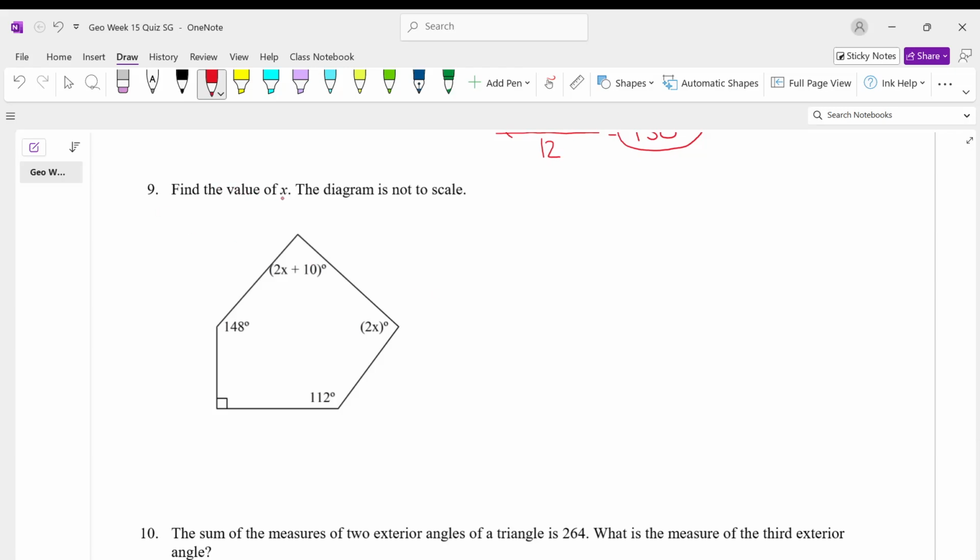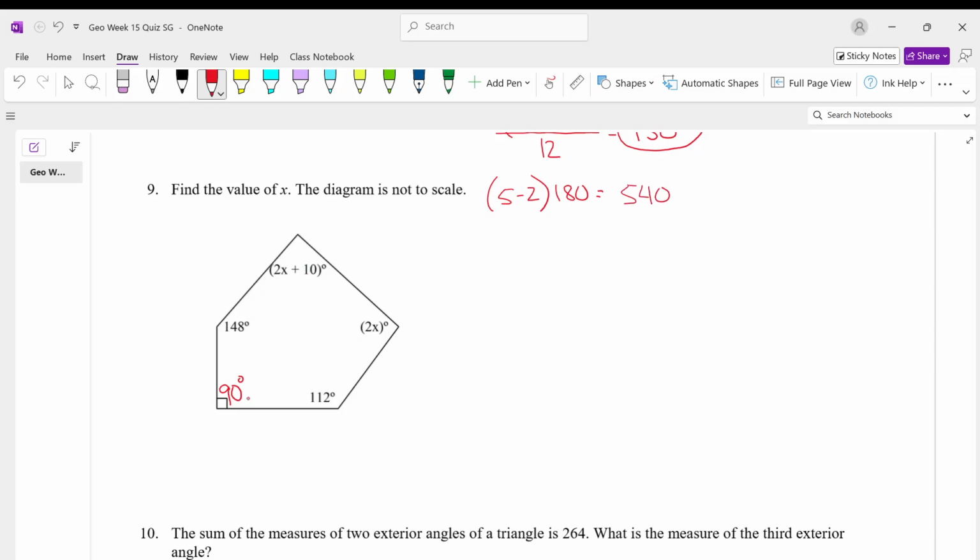Problem number 9, find the value of x. The diagram is not to scale. So we're going to add all these angles together, set it equal to the sum, and solve for x. All right? So this 90-degree symbol down here, don't forget, that's a 90-degree angle. We've got a 1, 2, 3, 4, 5-sided shape. So we need to find the sum of the angles for a 5-sided shape. So first we're going to do 5 minus 2 times 180. So 540 degrees.